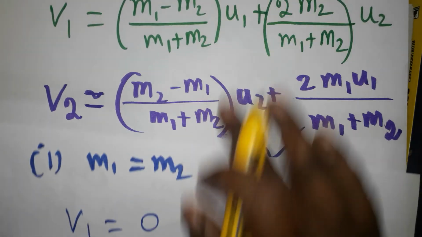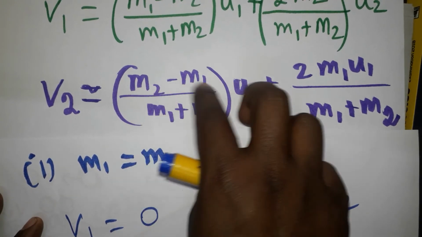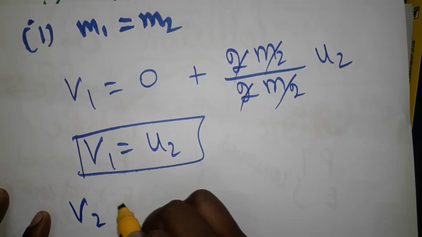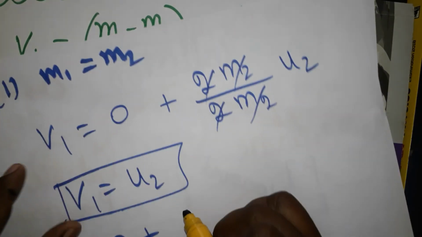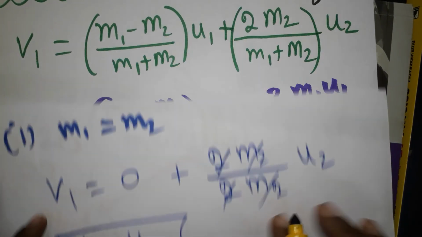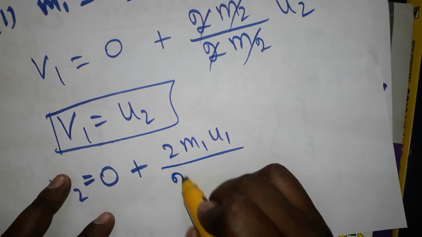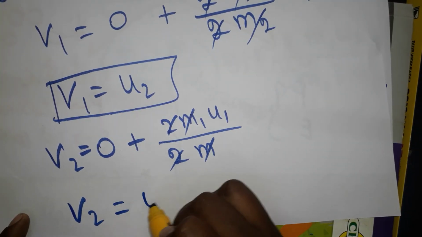Now we will see v2. When the two masses are equal, this term is going to be 0, the equal terms get cancelled. So v2 is equal to 0 plus 2 times m1 u1, divided by 2 times the mass, and the 2 times the mass gets cancelled. So v2 is equal to u1.